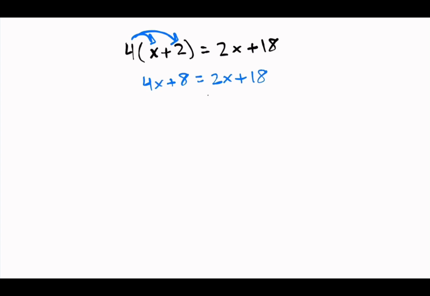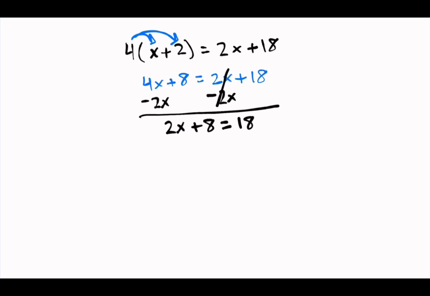Now I want to move the x's to the same side. So I'm going to subtract 2x from both sides of my equation to keep it balanced. So I'm left with 4x minus 2x equals a positive 2x, plus 8 equals 2x minus 2x cancels out, that equals 0. So then I'm left with 18.